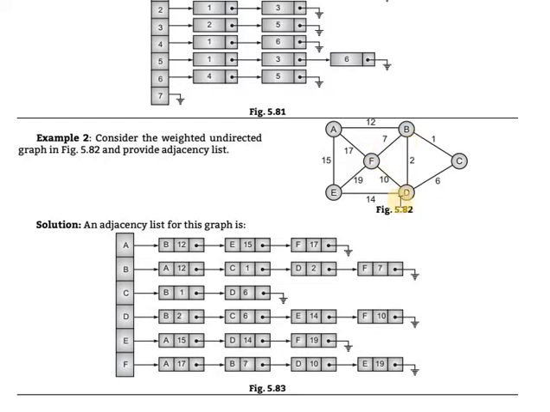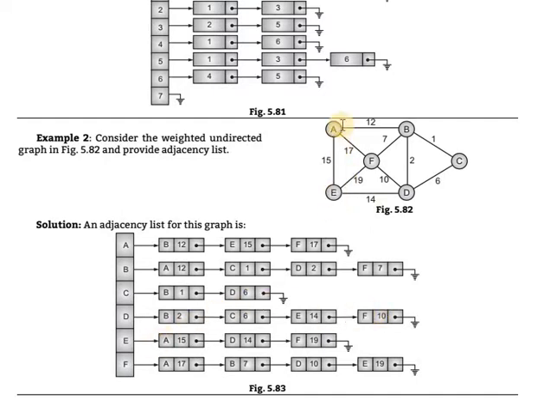D to B, F, E, C, so B, C, E, F. B value is 2, so write 2. C value 6, so 6. E value 14, so 14. F value 10, so 10.